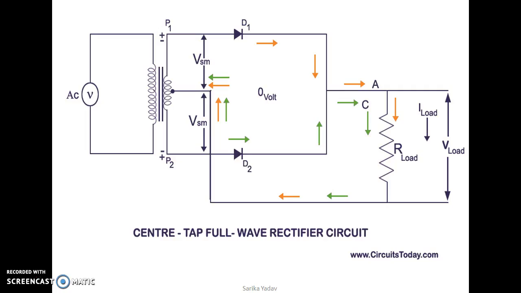Here we will see the actual direction of current in which it is flowing when diode D1 is on and when diode D2 is on. Orange color line indicates the direction of current coming from diode D1 and green color line indicates the direction of current coming from D2. But if we look at the load terminal, both the currents are flowing in same direction through my load, and hence at the output we are getting DC supply.